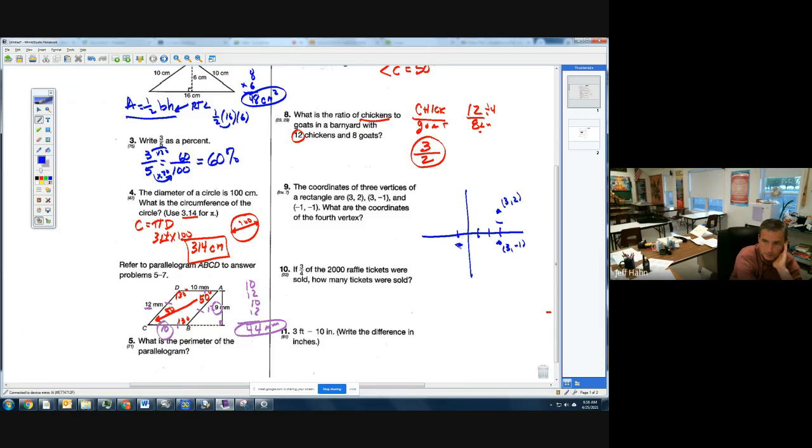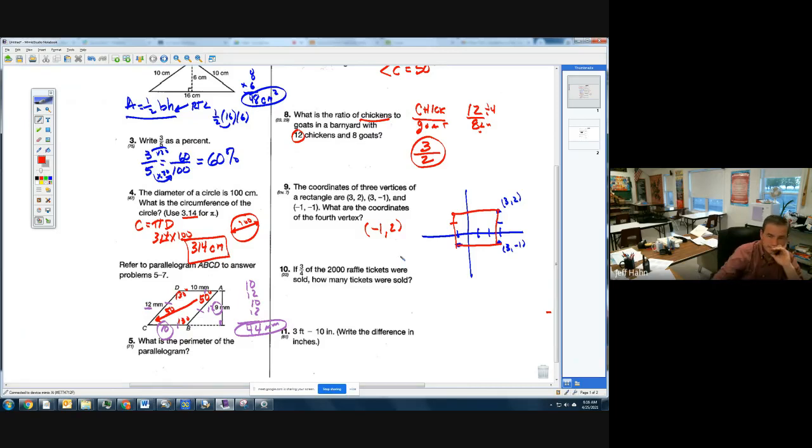So my fourth coordinate, here my line gets connected, this line gets connected, this line would have to come over here. And it would have to be -1 for x. And how high would it be? 2 high, because it's the same height as this one. So -1, 2 would be my 4th vertex.